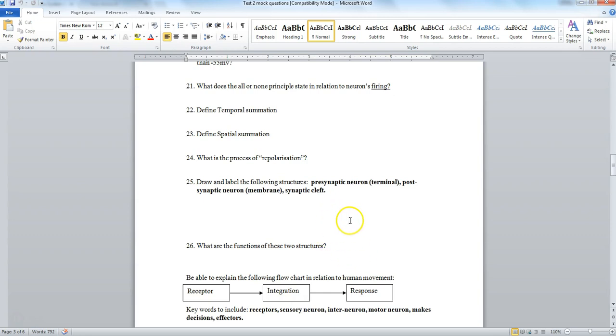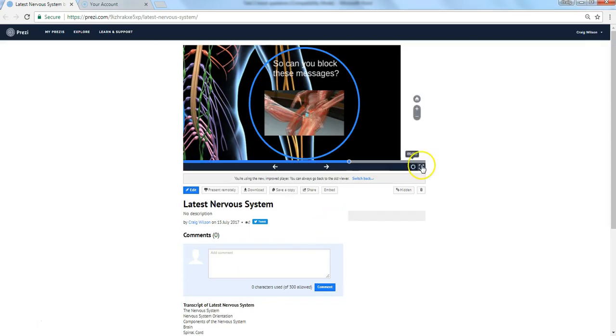And then the postsynaptic membrane receives neurotransmitters and, if enough, creates a new action potential. So I'll read that again. The postsynaptic membrane receives neurotransmitters and, if enough, creates a new action potential or a new impulse to be sent along the neuron. Alright, so we're getting there.